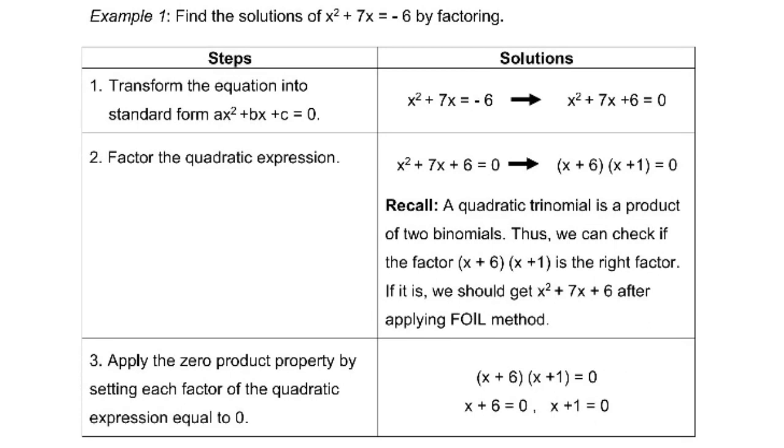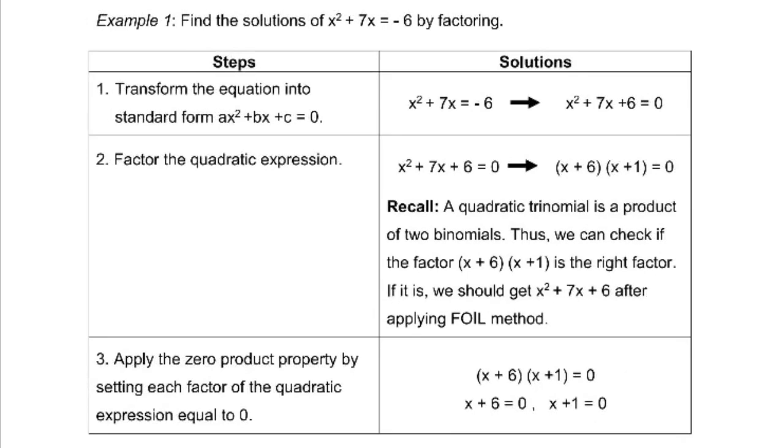So you're going to find the factors of 6, wherein if you add them, the answer will be the numerical coefficient of x, which is 7. So look for numbers that when multiplied answer 6, and when added answer 7. Doing that, we can have the factors as 6 and 1.